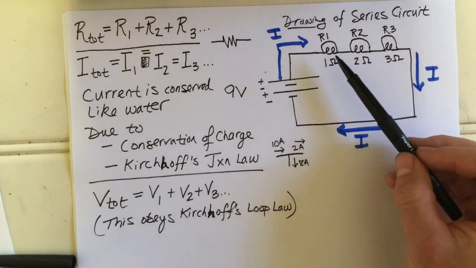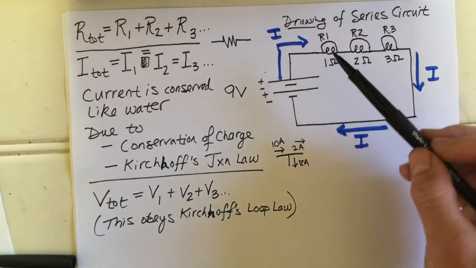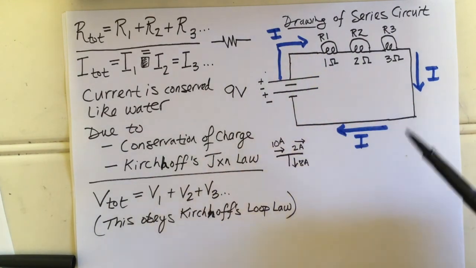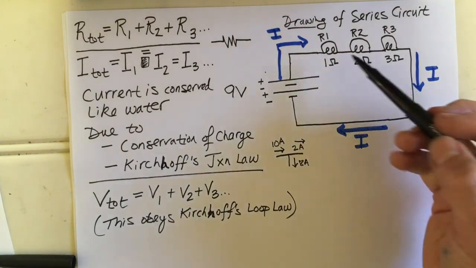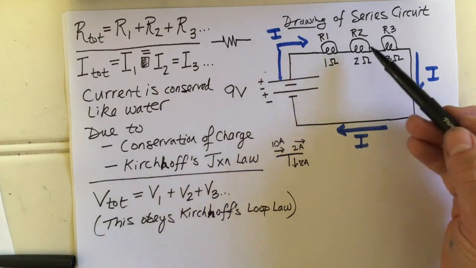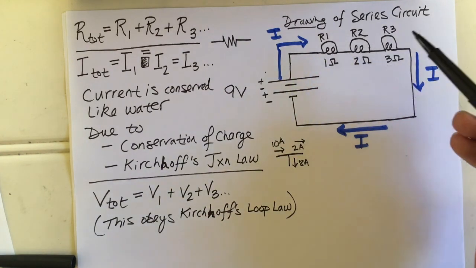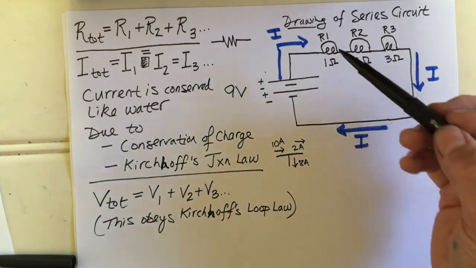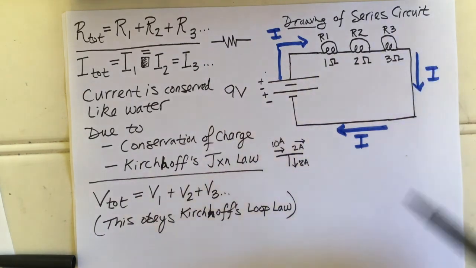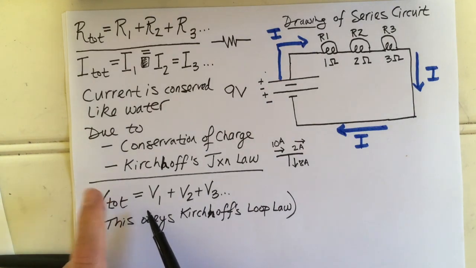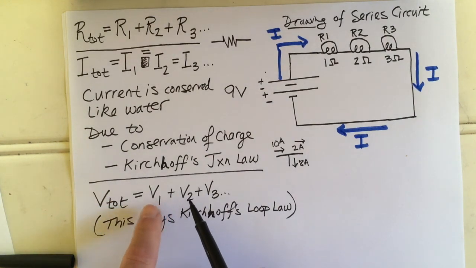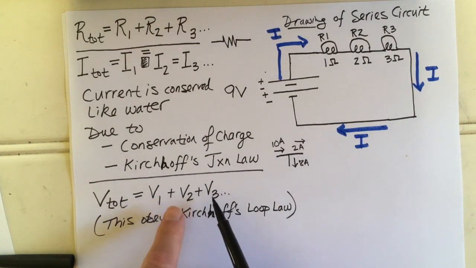So we also call the amount of voltage you spend at, say, bulb 1, we call it a voltage drop. What's the voltage drop across bulb 1? What's the voltage drop across bulb 2? What's the voltage drop across bulb 3? That would be V1, V2, V3. That's what I'm referring to down here. So the 9 volts that you started with is going to be canceled by negative voltages here.